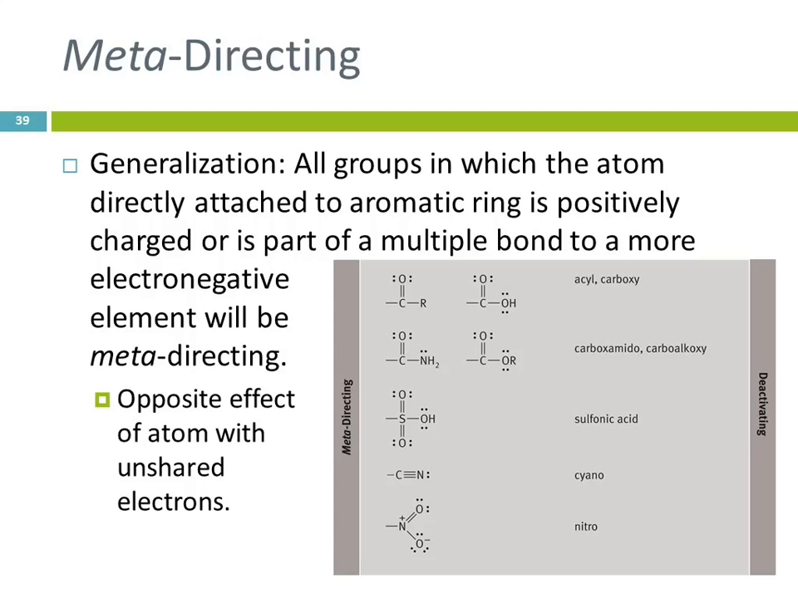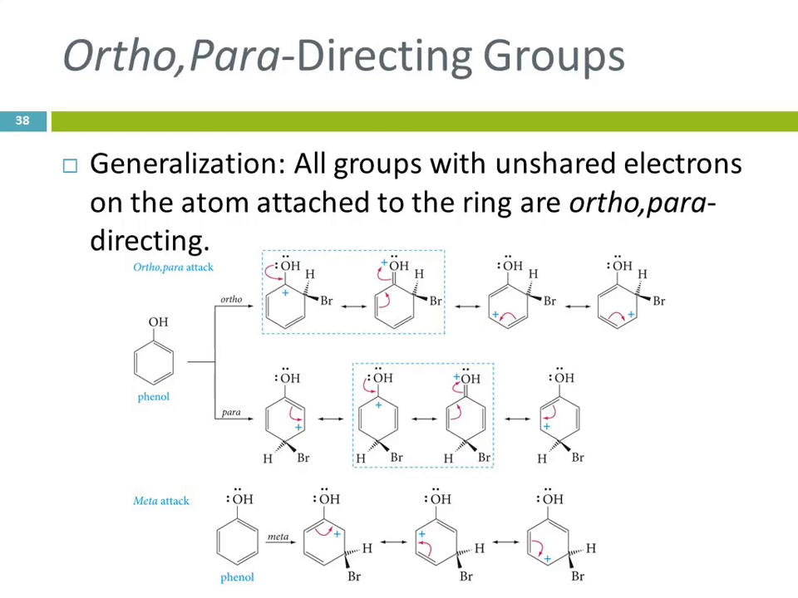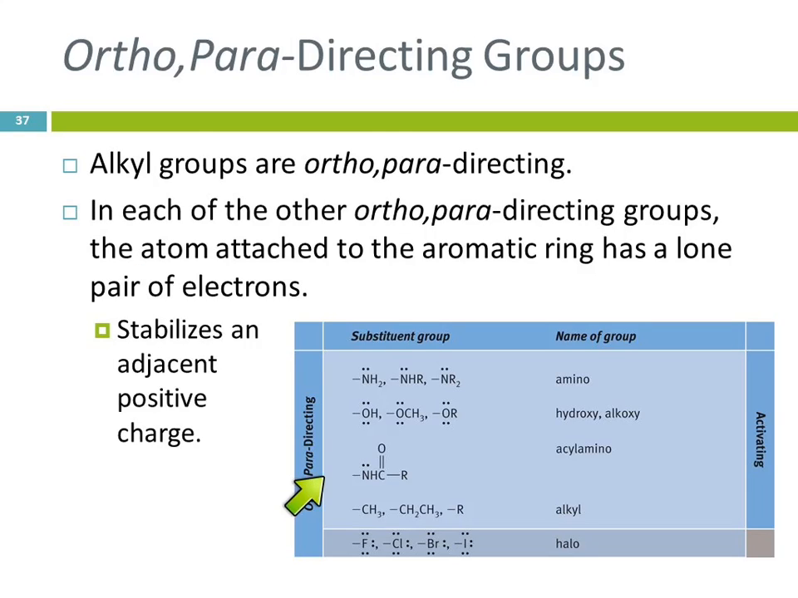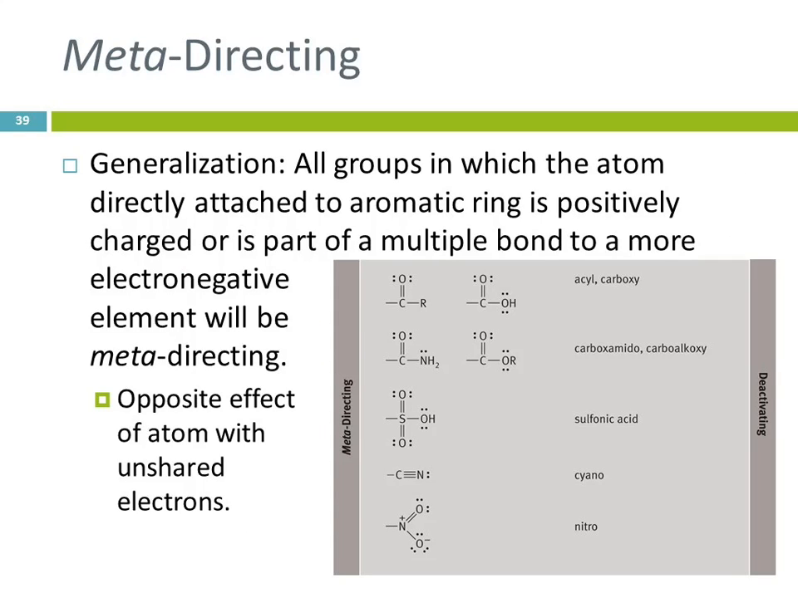The double bond prevents the electron withdrawing effects destabilize that carbocation. The ortho-para-directors, the alkyl group, you just kind of have to memorize that one. But the rest of these all have lone pairs on the atom that's bonded to the ring. And that's not the case for the meta-directors. So ortho and para, alkyl groups, and lone pairs. Meta-directors, multiple bonds to electronegative elements.